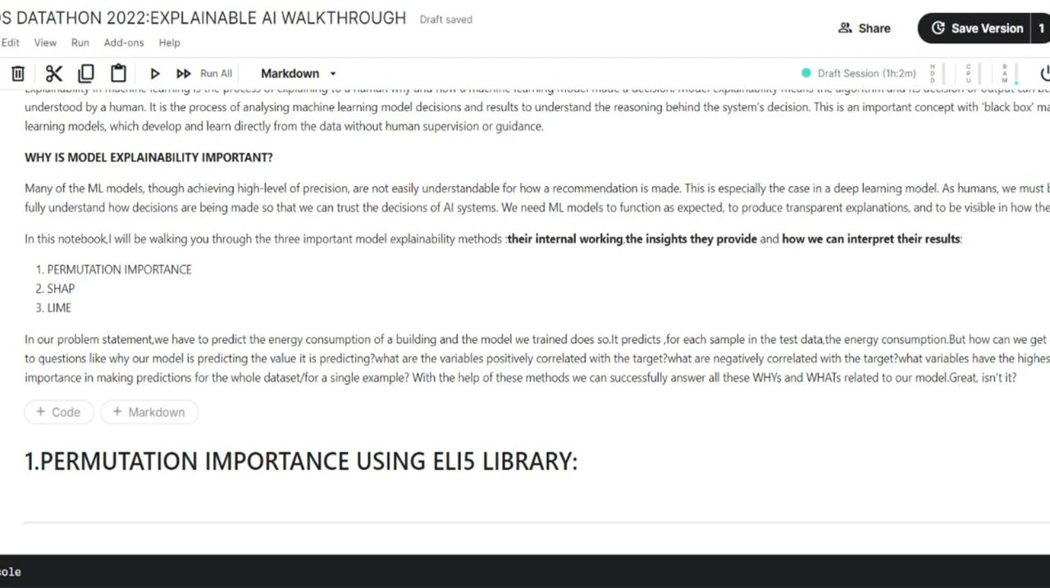So this is great. Model explainability methods are like a boon to build that trust in AI systems. This is what responsible AI is. A model is not making any predictions in a black box mode. You can know how it is coming to its decision. So now we will move further to discussing the methods one by one.